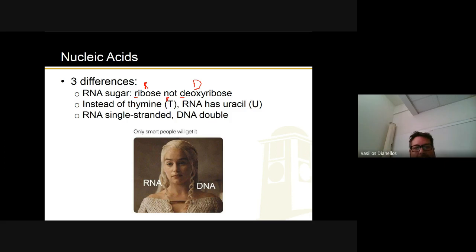Anyway, instead of having a T like DNA has, RNA has a U, a uracil. And then finally, one of the biggest differences is instead of being double-stranded like that picture of DNA I showed you, right? That one DNA molecule was two strands of DNA hydrogen bonded to itself and twisted.